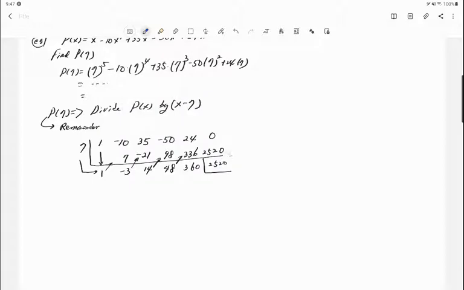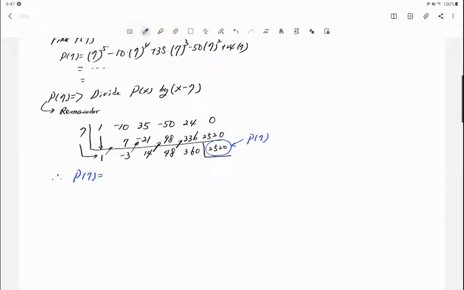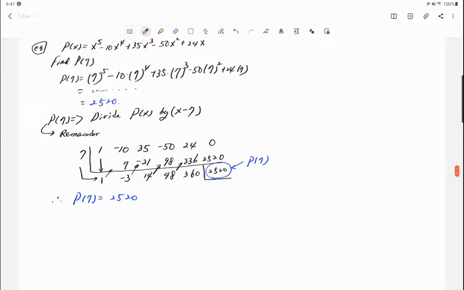So this is the remainder. So this is what? P of 7, right? Therefore, P of 7 is equal to the remainder, 2,520. So, you know, when you solve this one, then the remainder will be 2,520. It's a long way, right? But sometimes using synthetic division, the remainder theorem is much faster when you evaluate the polynomial.